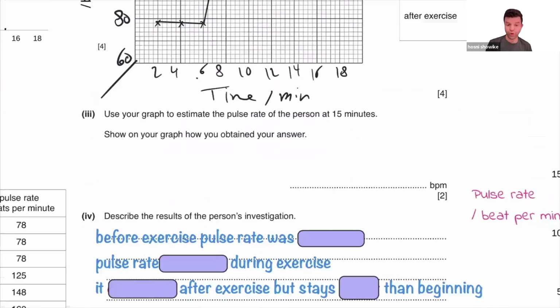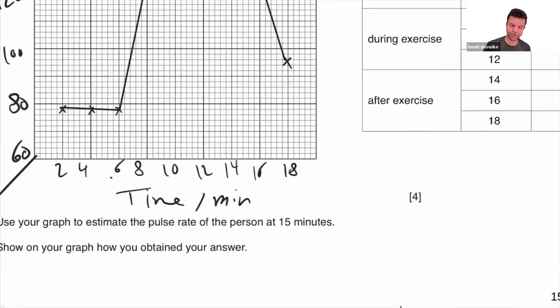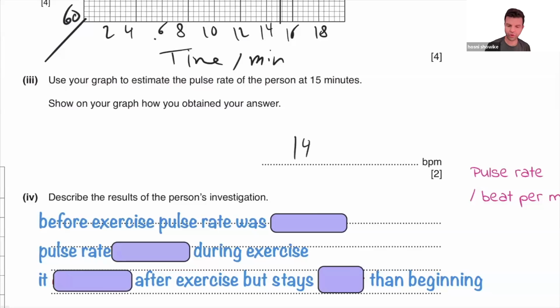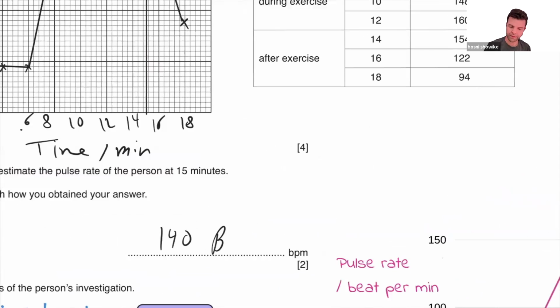Use your graph to estimate the pulse rate of the person at 15 minutes. So let's take 15 minutes here, draw a line at 15, this, and draw another line like that. So it's going to be 140. Okay, so 140 units is beats per minute. Beats per minute. They wrote it for me anyways.